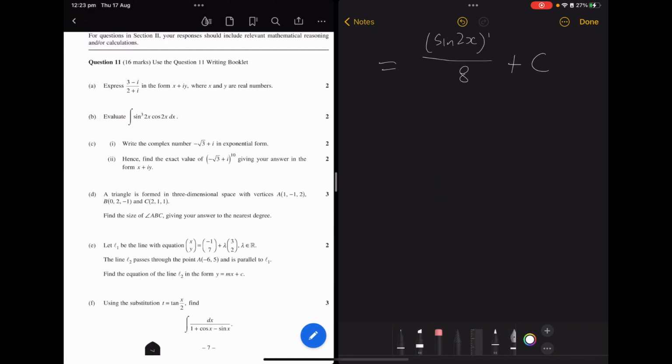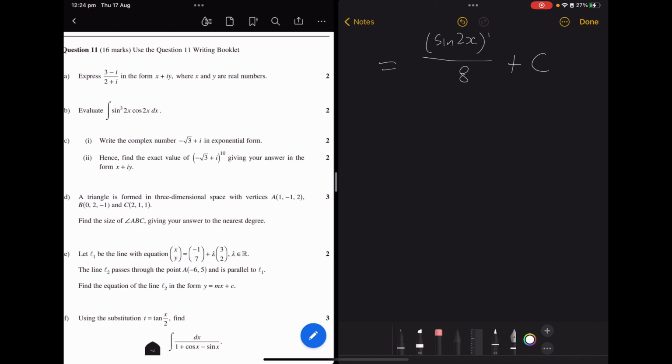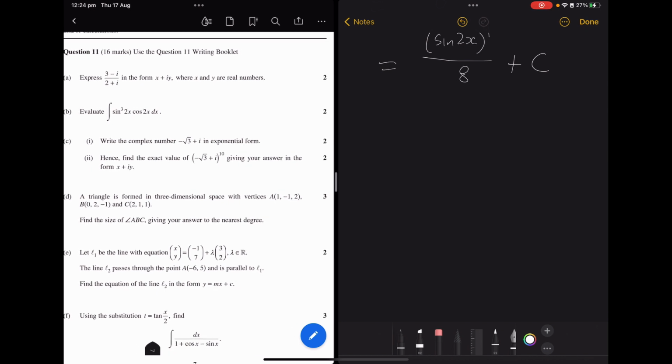So next for part C, we have two parts, Ci and Cii. For Ci, write the complex number negative root 3 plus i in exponential form, and for Cii, hence find the exact value of that to the power of 10, giving your answer in the form x plus iy. So let's start off with part i. We have write the complex number negative root 3 plus i in exponential form.